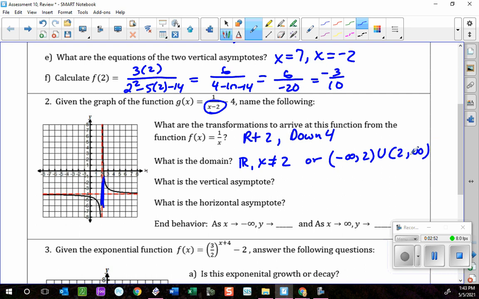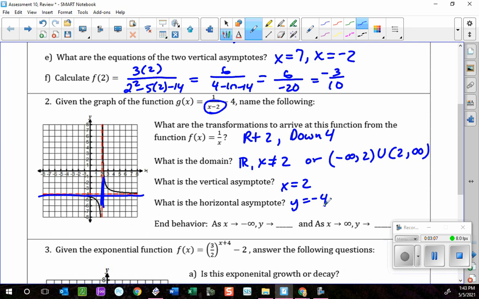And that little U symbol in the middle is a union symbol, and so it just means this section or that section. What's the vertical asymptote? Well, that would be x equals 2. What's the horizontal asymptote? It's this guy right here. That would be y equals negative 4.